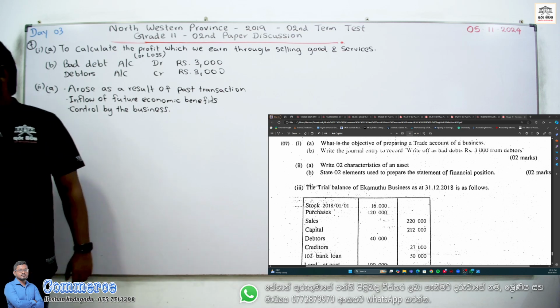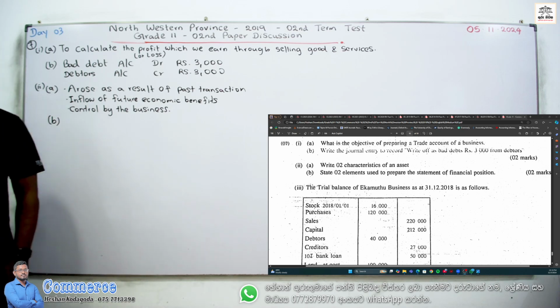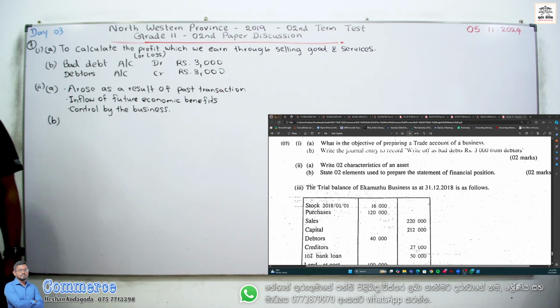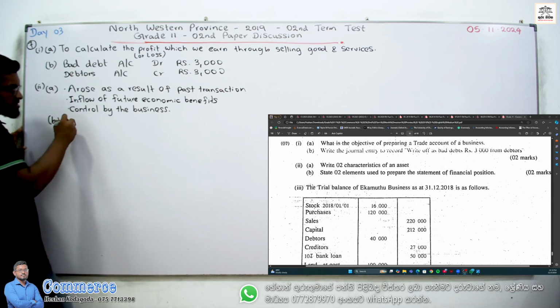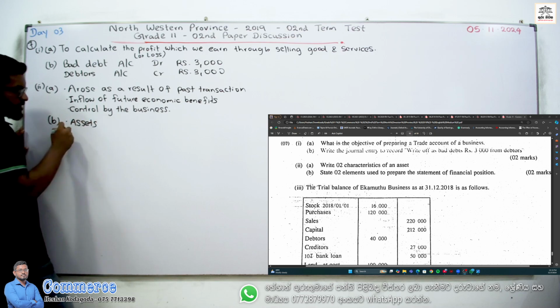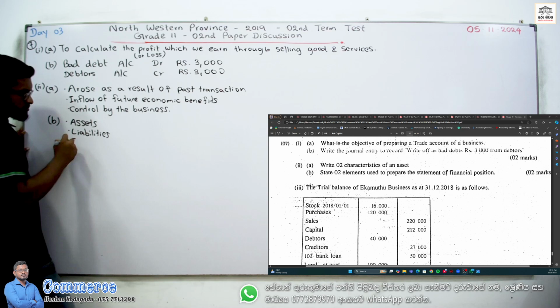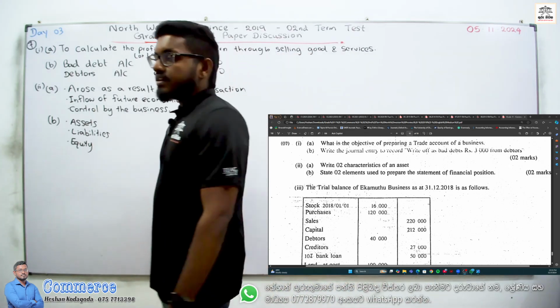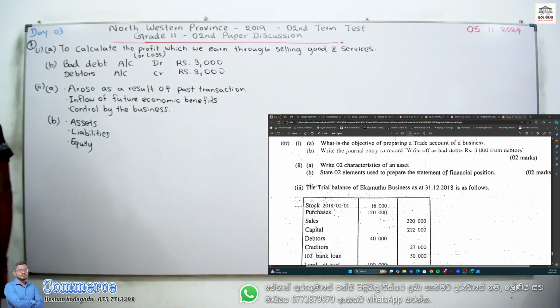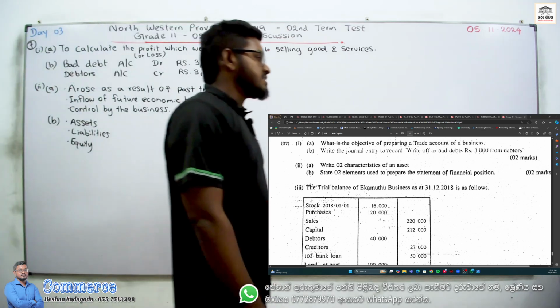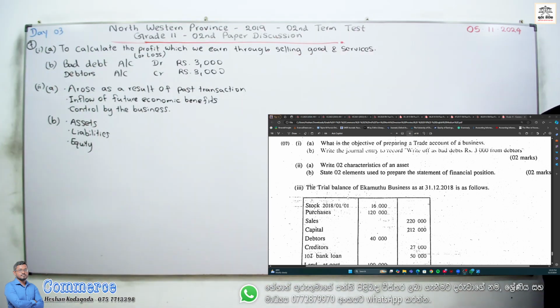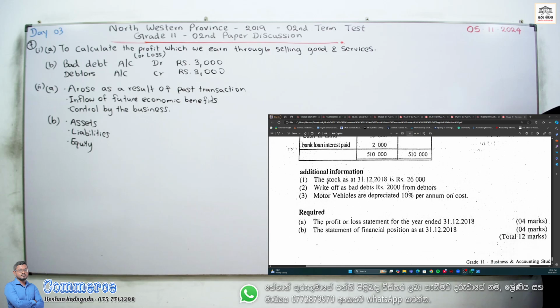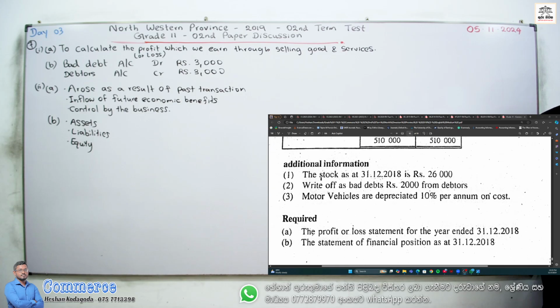B. Write two elements used to prepare the statement of financial position. You know, assets, liabilities, and equity, right? Roman number 3. The trial balance of Ekamutu business as at 31st December 2018 is as follows. You can see the trial balance. There are adjustments. You need to prepare the profit or loss statement and the financial position.